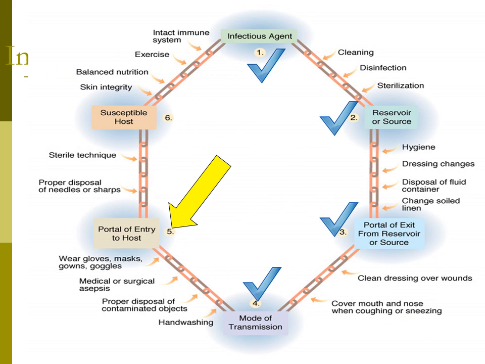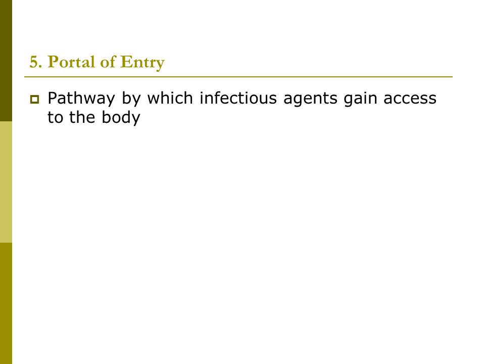So now let's talk about the portal of entry. And this would basically be the same as your portal of exit. And this is the pathway by which infectious agents gain access to the body. So what are some of those ways that you can think about? Needle sticks, obstruction of the urinary catheter, and the urine would back up in the urethra.